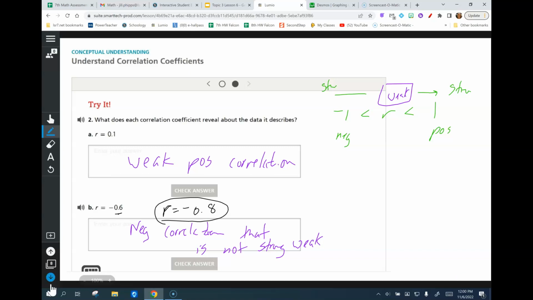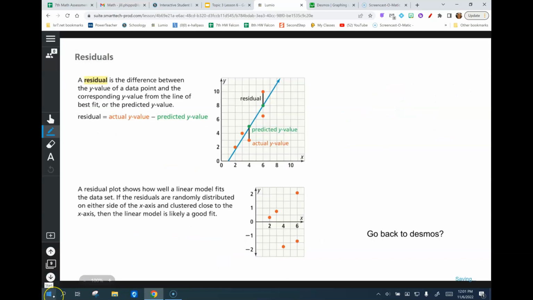Okay, good. This is something that shows up in your EOC test: the correlation coefficient. So this is a correlation coefficient. How strong is that line of best fit? Or for you, how strong is your trend line? Because we won't do linear regressions all the time.